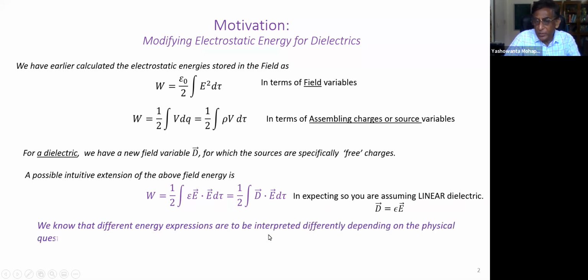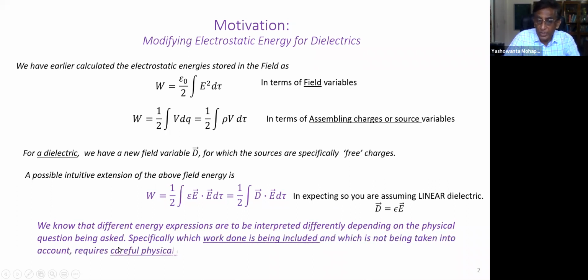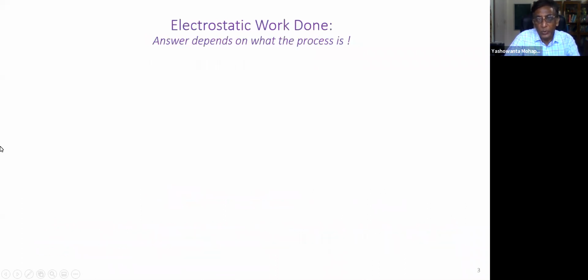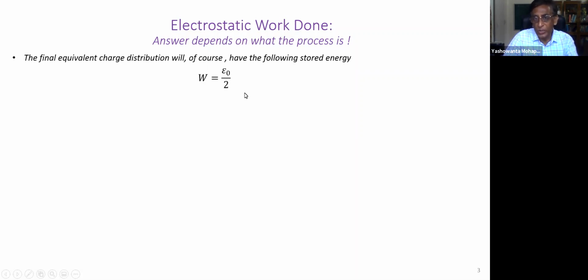We know that different energy expressions have to be interpreted differently depending on the physical question being asked. Specifically, while accounting for work, which work is being included in that and which is not being taken into account. So that it requires careful physical considerations. Okay, but anyway, let me go. So electrostatic work done. So remember, the answer depends on what the process is of doing the work. Okay, so the final equivalent charge distribution will, of course, have the following stored energy, which you have already done.